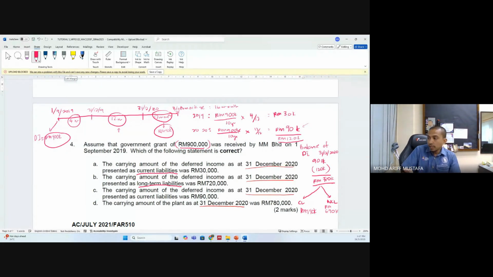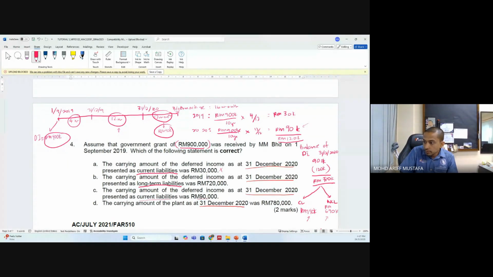Okay, all right. If okay, then we proceed to see the answer. The carrying amount of the deferred income as at 31 December 2020, presented as current liability, is 30,000. Not 30,000, 90,000. And the carrying amount as non-current liability was 720,000. Oh, wrong, 690,000. The carrying amount of the deferred income as current liability was 90,000.